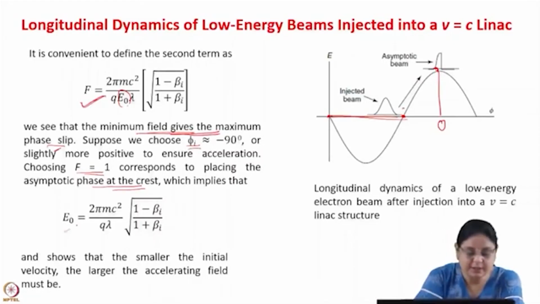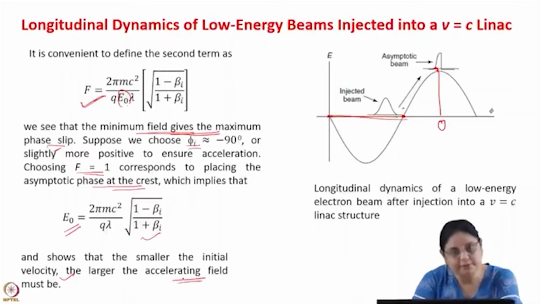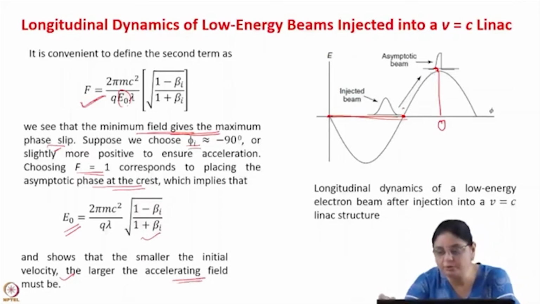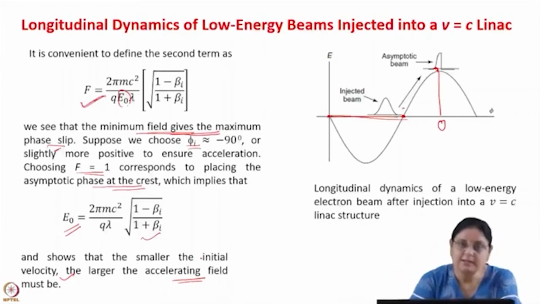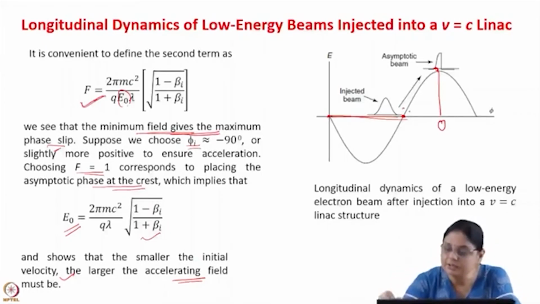Okay, so here we can calculate the value of E0 for this. So E0 is equal to this, and this shows that the smaller the initial velocity, the larger the accelerating field must be. So if you want to approach here, the smaller the velocity at which you are injecting into the v equal to c linac, the larger the accelerating field required such that this particle reaches the crest here when beta is equal to 1.